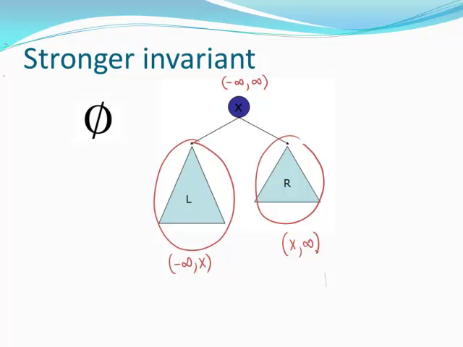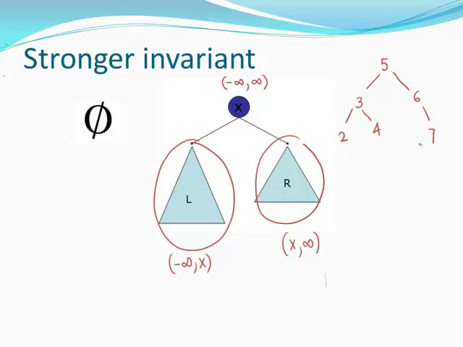So we want to create a strong invariant where we not only check the left and the right limits of each of the nodes, but make sure that the entire left tree is less than x and the entire right tree is greater than x. So that's very important for us to check. For instance, if I give you an example like this, let's say we have 5, we have 3 here, we have 4, we have 2 here, let's say we have 6 and 7. So that is a binary search tree.